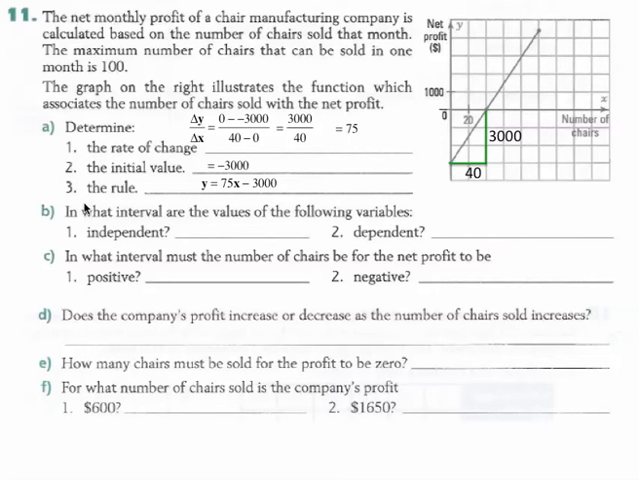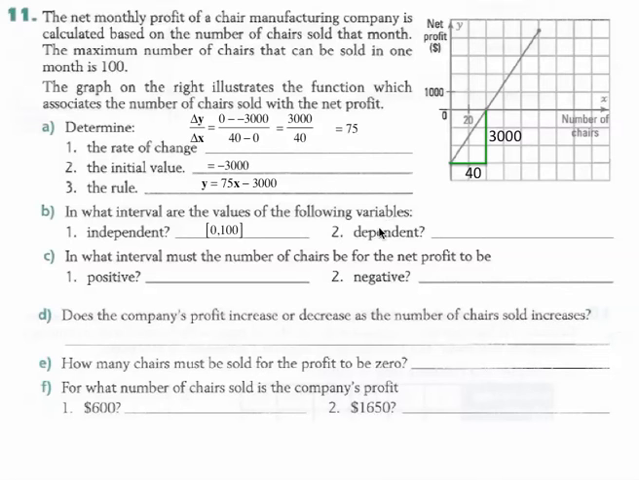Okay. B, in what interval are the values of the following variables? What interval are the values of the independent variable? We start at the smallest number of chairs you can have, which is 0. What's the maximum number of chairs that you can sell? They tell you the maximum number of chairs is 100. So we can sell between 0 and 100 chairs, including 0 and including 100.